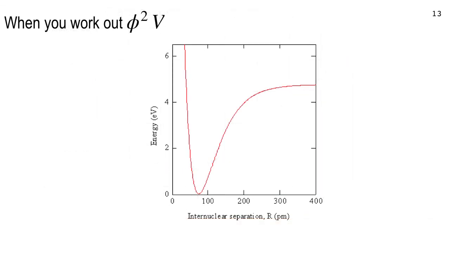This one goes way up high. And here, the vertical scale is the wave function squared times the potential energy. So the vertical scale here is energy, in electron volts. And so that's the potential energy. That tells us that for the hydrogen molecule H2, right about 74 picometers is the bond length.